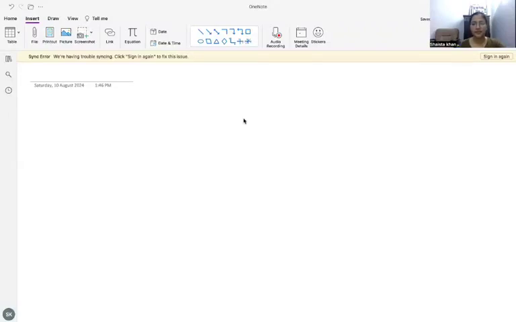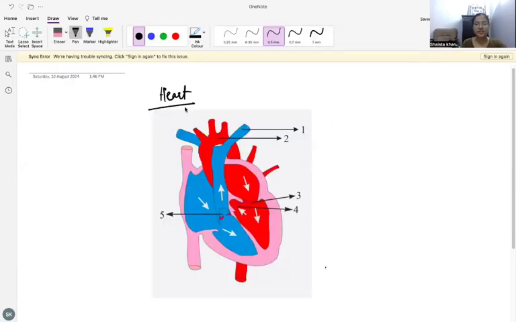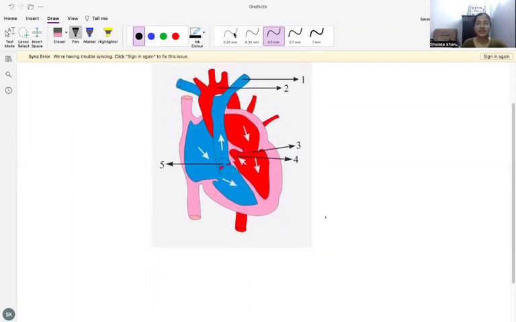Hi, I'm Shaista. So in today's class, we're going to understand the structure and the functioning of the heart. As you can see here, the heart is a vital organ of our body. It's a very, very important organ, and it's a muscular organ.